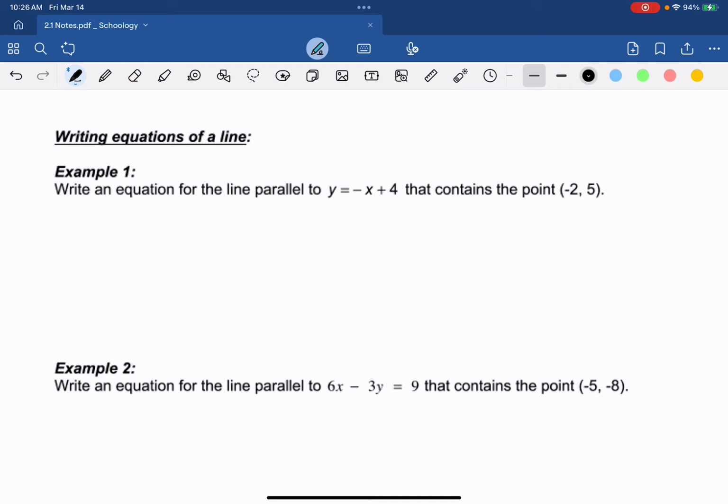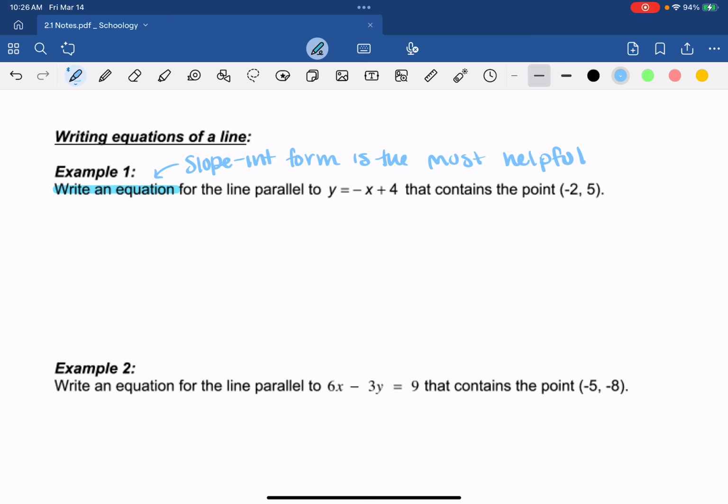Notice that I'm asking you to write an equation, meaning that is my final answer. Okay, my answer is not going to be a number. It's not going to be a point. It's not going to be a slope. It's going to be an equation. Now, when I ask you to write an equation and I'm not specifying what form of an equation, I really don't care. However, remember that slope-intercept form is the most helpful. That's the most helpful form of an equation. So that's probably going to be the best form of the equation to write your answer in.